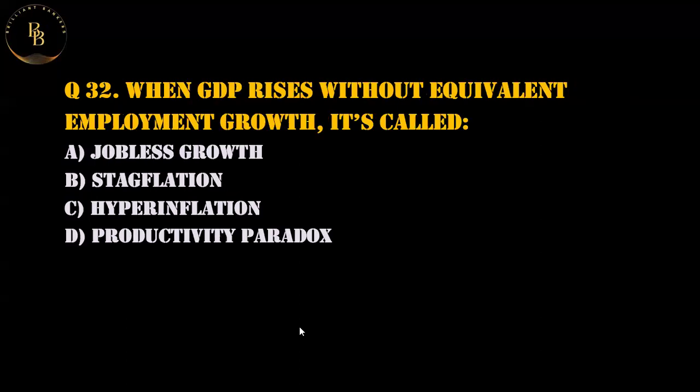So when the GDP rises, question number 32: when GDP rises without equivalent employment growth, it's called jobless growth, stagflation, hyperinflation, or a productivity paradox. What do you call it? It is jobless growth. When efficiency improves but job creation lags, it is seen in a tech-driven sector. Whenever there is jobless growth, it is the condition in which GDP rises without equivalent employment growth. It's called jobless growth.